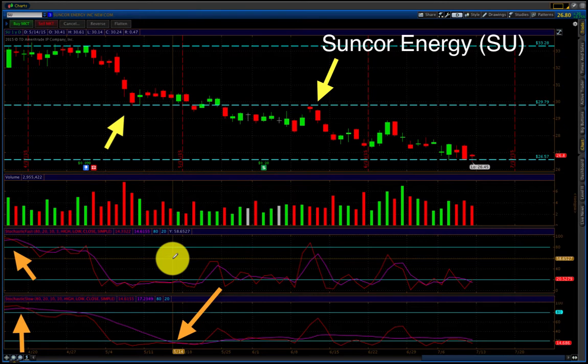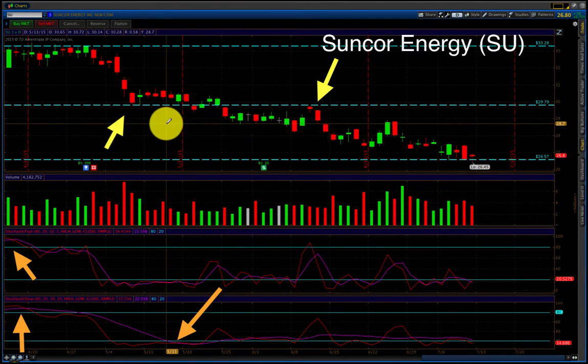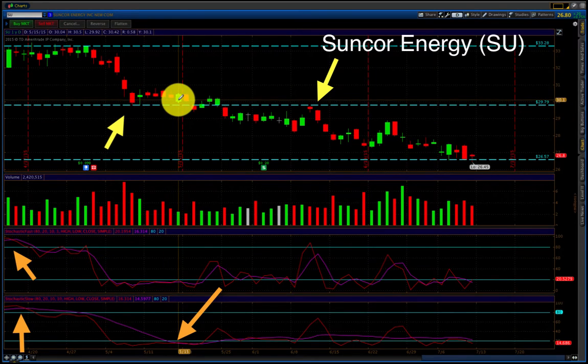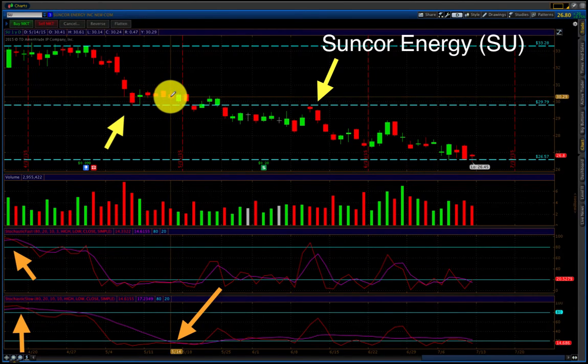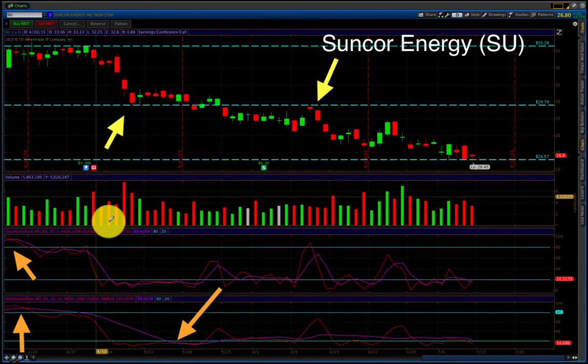I'm looking at Suncor Energy, just tossed that in quickly. So this level is about 30.29. We would have been in at ballpark 32.79, so $2.50 for that move.